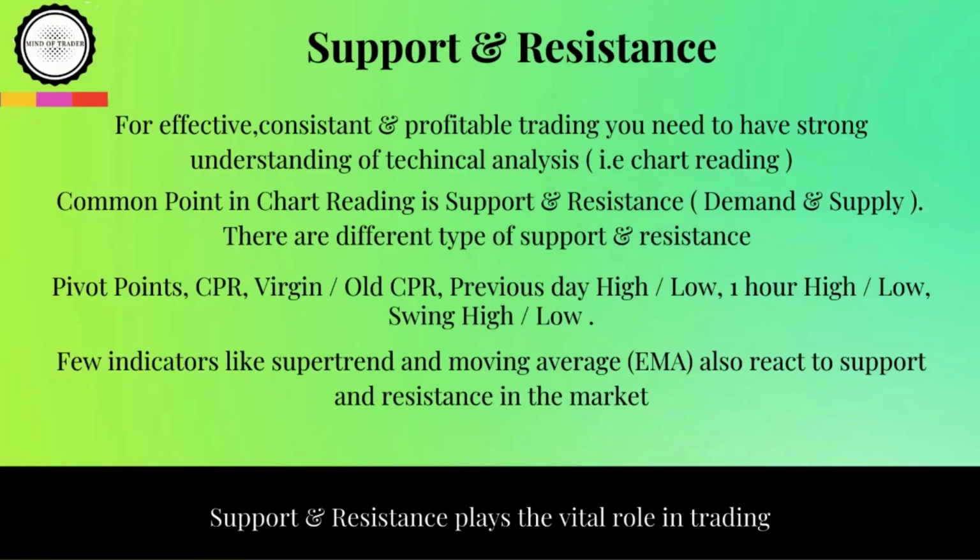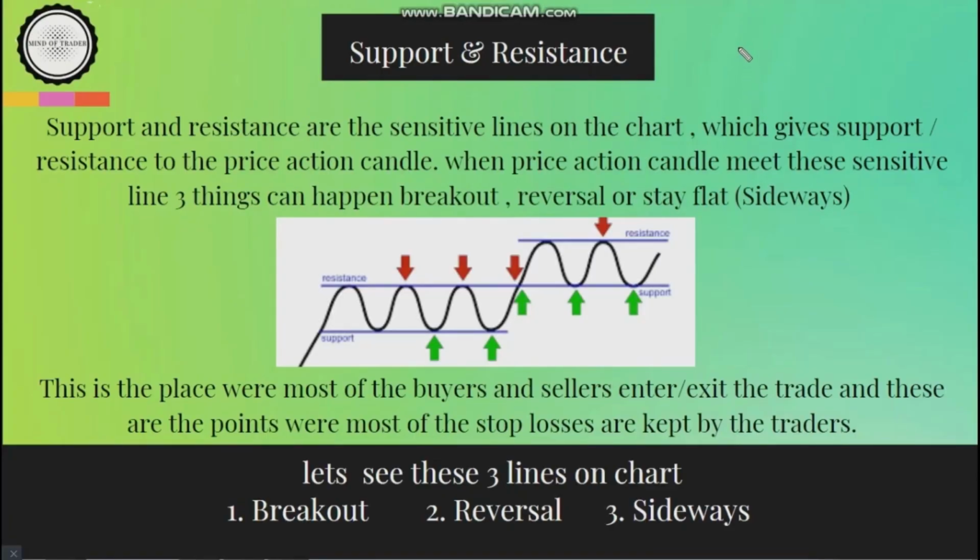Okay, here is our first topic, support and resistance. So basically, what is support and resistance? These are nothing but the sensitive lines on the chart which give support or resistance to the price action candle. When the price action candle meets the sensitive line, three things can happen. Number one, a breakout can happen, or a reversal can happen, or the market can go sideways. It's also called a flat market.